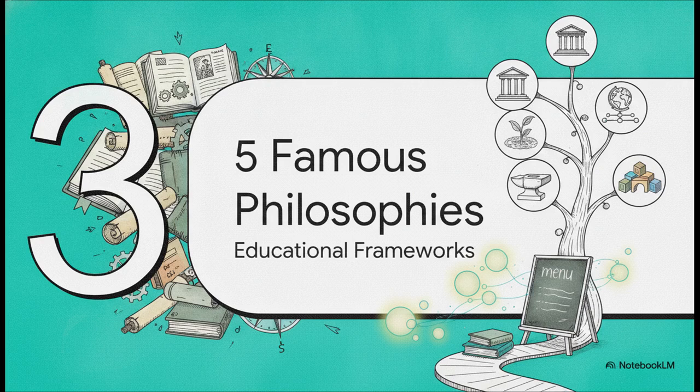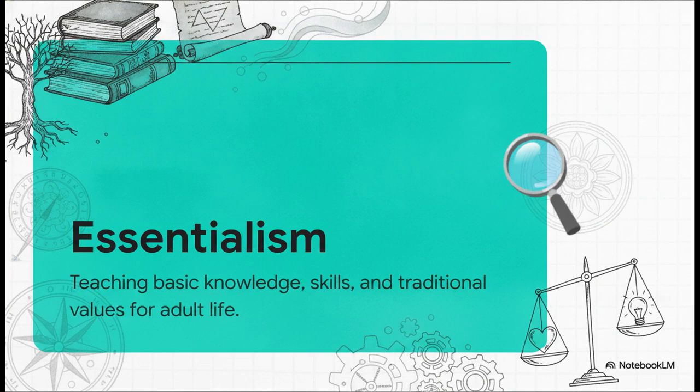Let's explore the menu of these 5 historical frameworks postulated by renowned educators. First on the list is essentialism. And just like the name implies, this one is all about focusing heavily on the absolute essentials. It emphasizes transmitting traditional morals, values, and intellectual knowledge. The whole point here is to prepare students to become just, capable adult citizens.